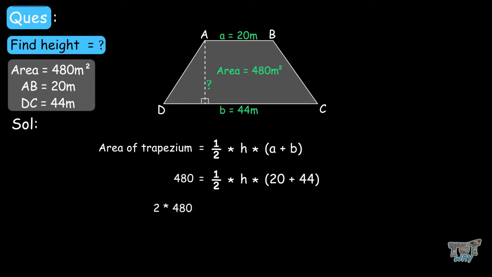So you get 2 times 480, that is 960. That is equal to height times 64. Now we divide 960 by 64 to get the height. And it equals 15. So the height is 15 meters. So we have calculated the height of this trapezium. Let's move on to our next question.